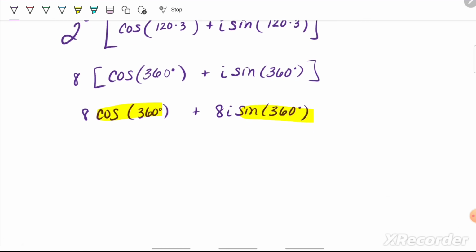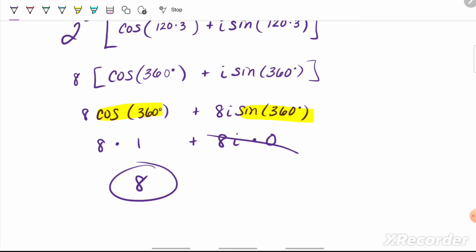Cosine of 360 degrees, well, 360 is the same as 0 degrees, so either way you want to think about it. Cosine of 360 degrees is 1, and sine of 360 degrees is 0. So 8 times 1 is 8, but 8i times 0 is 0. We get an answer of just 8.